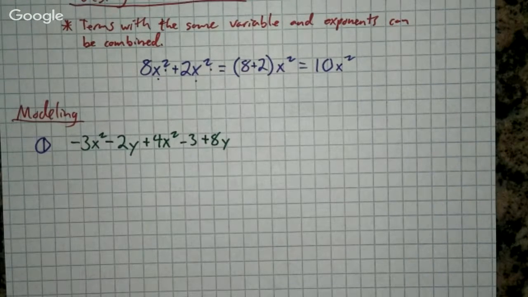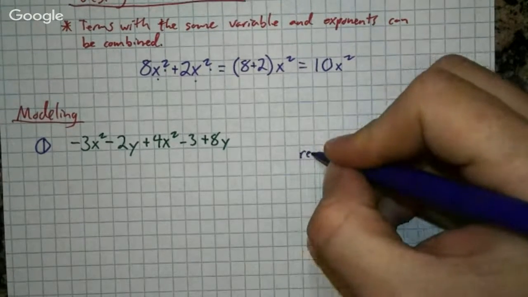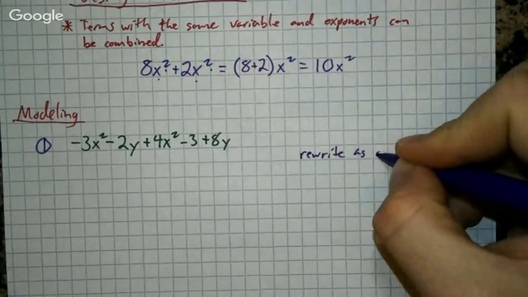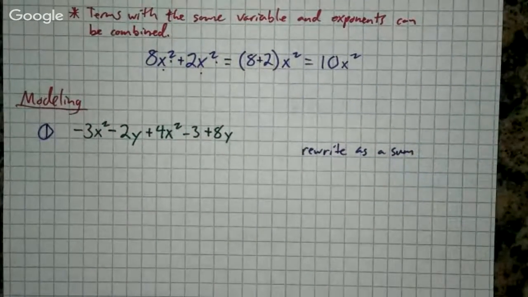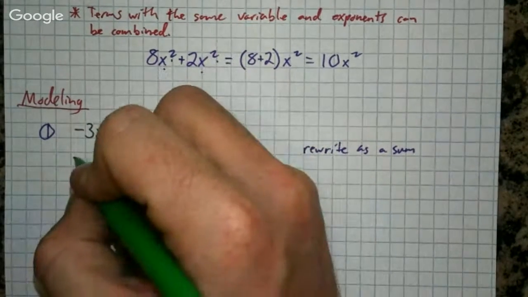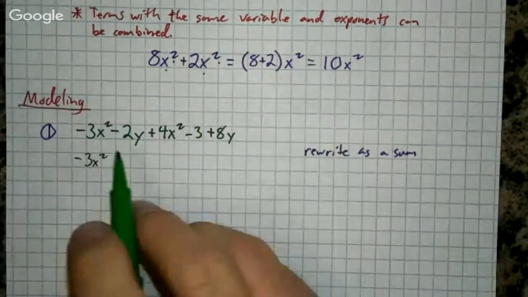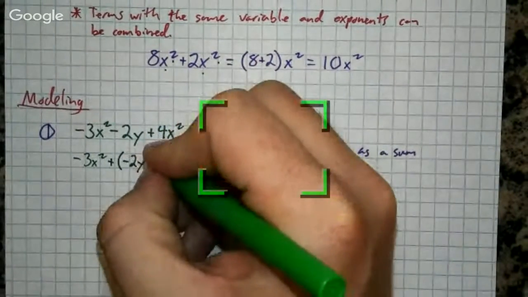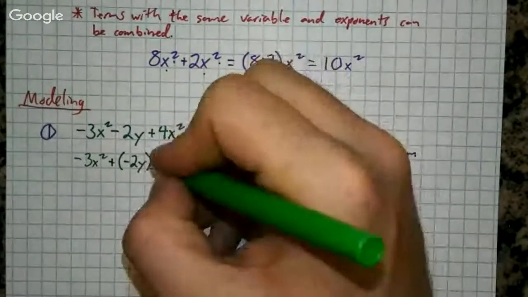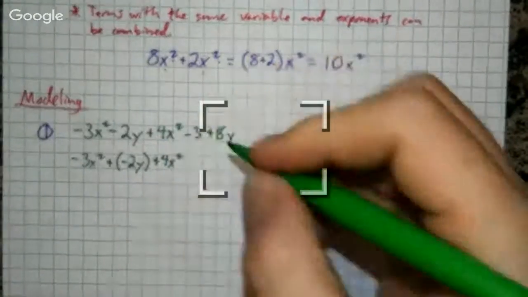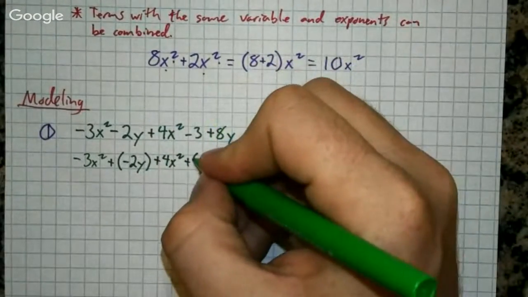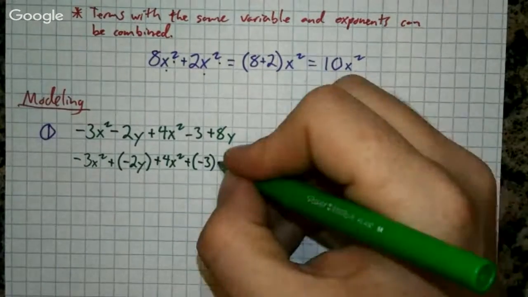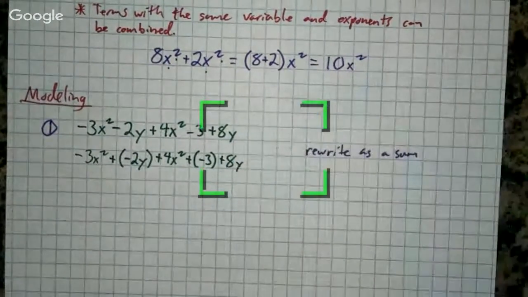So the first thing to do, so we have a little bit more control over all this, is to rewrite this as a sum. Rewrite everything with addition, so it's easier for us to change some things around. So that'll be negative 3x squared. Now instead of subtracting, I'm going to add and just say negative 2y. So plus negative 2y plus 4x squared, we're fine there. But here again, there's a negative, so I have to go plus negative 3. And then we're fine at the back, 8y.